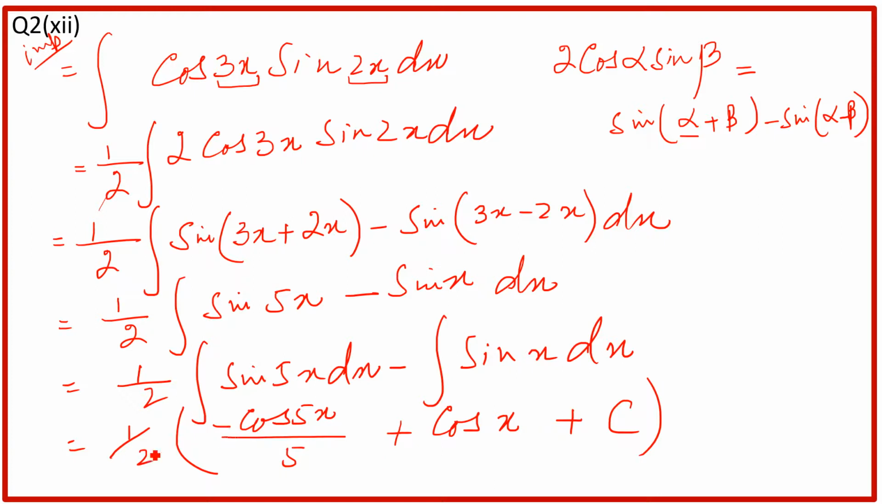If you want, you can take the minus as common here, because this 1 over 2 is with this and this as well, so we will keep it outside. It will be minus 1 over 2, and then cos of 5x divided by 5, and here, since we have taken this minus out, it will be minus cos of x, and this is c, right?